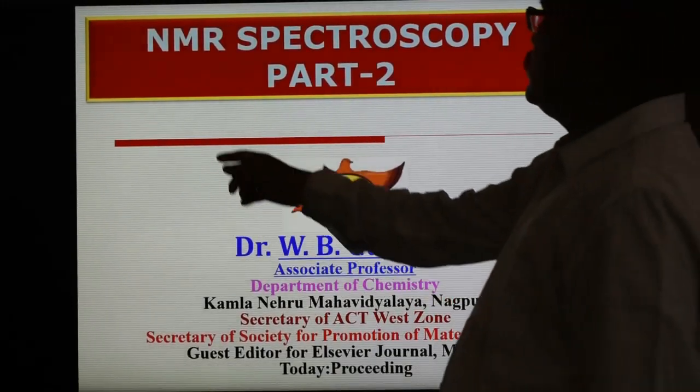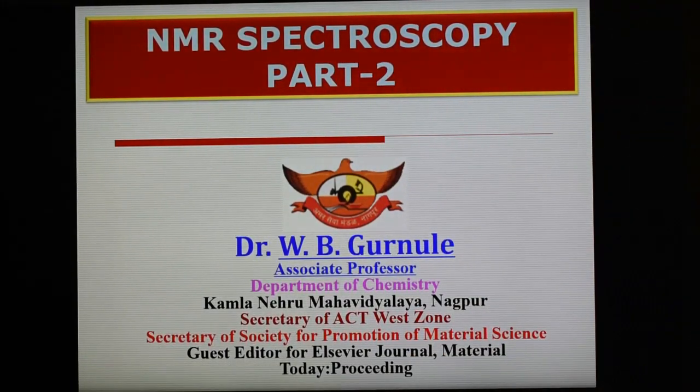Now today we are going to discuss the position of signal, that is shielding and deshielding, and after that we are going to see how to measure chemical shift, the delta scale and the tau scale, and after that we are going to see the intensities of signal, that is proton counting. So the topic is NMR spectroscopy part 2.